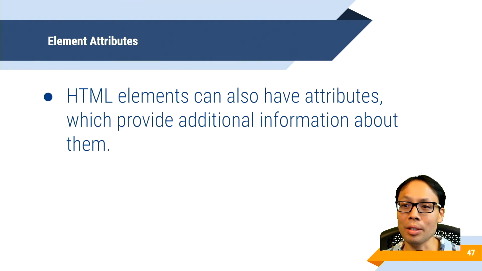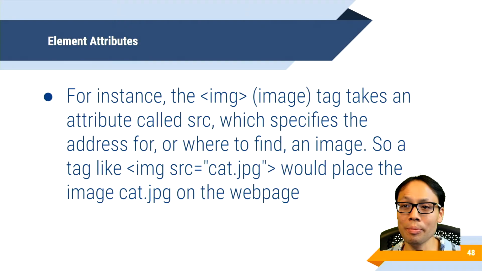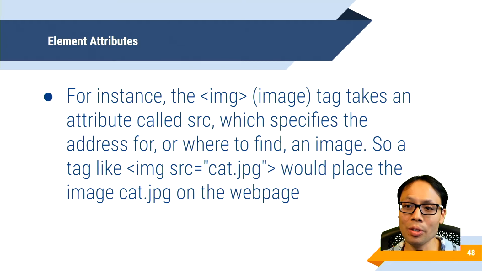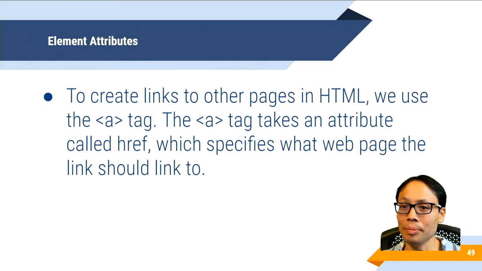Now, HTML elements can also have attributes which provide additional information about them. So for example, the image tag, which we'll use a bit today, when you embed some images from Wikicommons, if you had a cat picture, you would have a tag like img src equals cat.jpg, which would place the image cat.jpg on the web page.